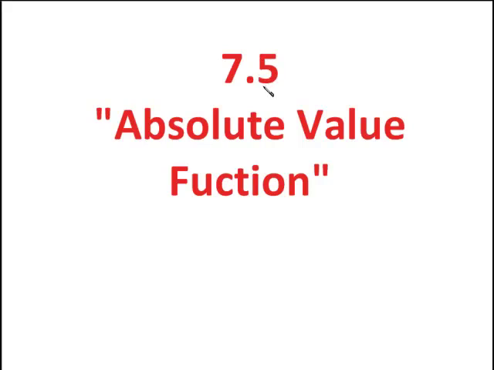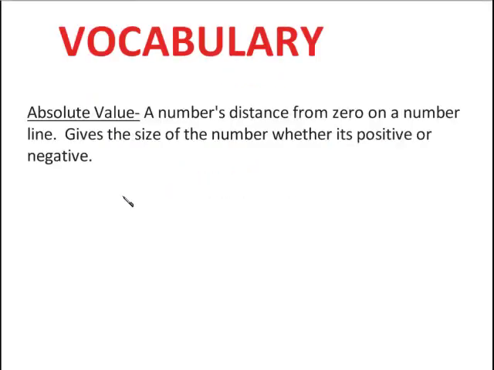Section 7.5. In this section, we're going to be talking about the absolute value function. So the vocabulary for this section, we have absolute value. The absolute value is written, you may have seen it before, as just two parallel lines with a number in between. It may be the number -5, it might be the number 5, it might be an operation, so 6 minus 8 could be inside these absolute values.